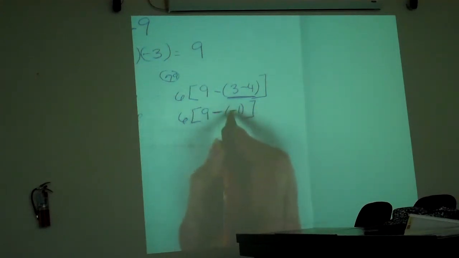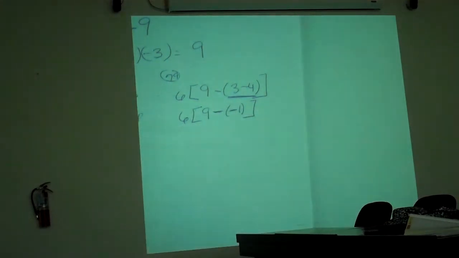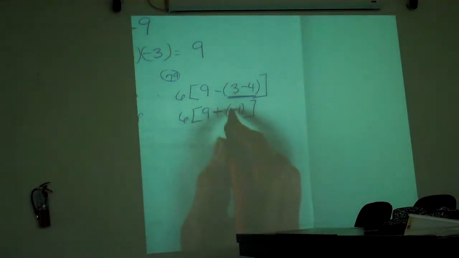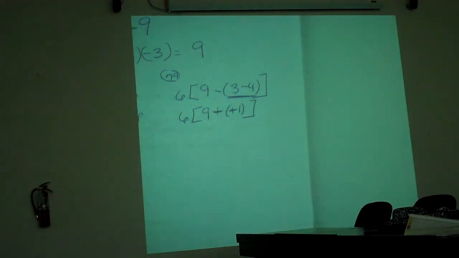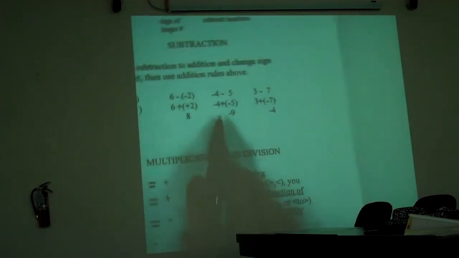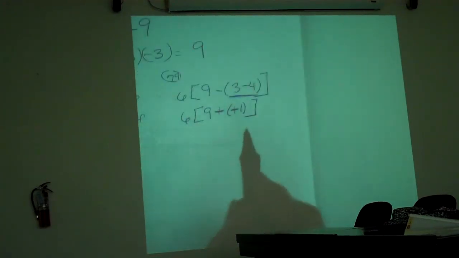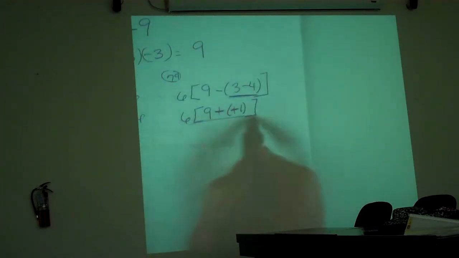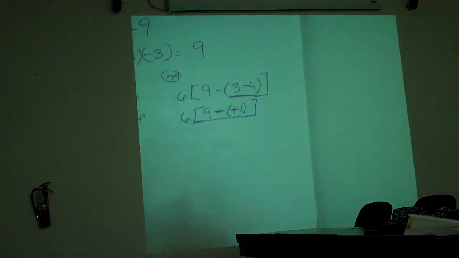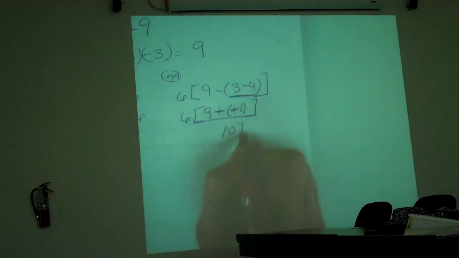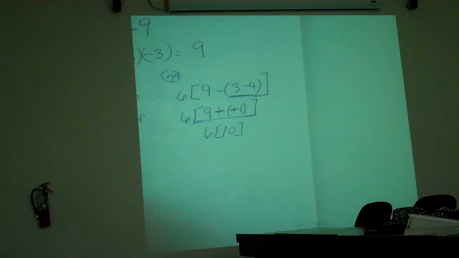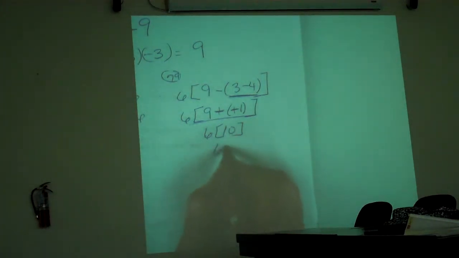What do we do when we have minus negative 1? It's to plus positive, right? Plus a positive. That was something on here. Minus negative is plus positive. Okay? Inside here now, 9 plus 1? 10. 6 is touching, so you're multiplying. 6 times 10? 60.